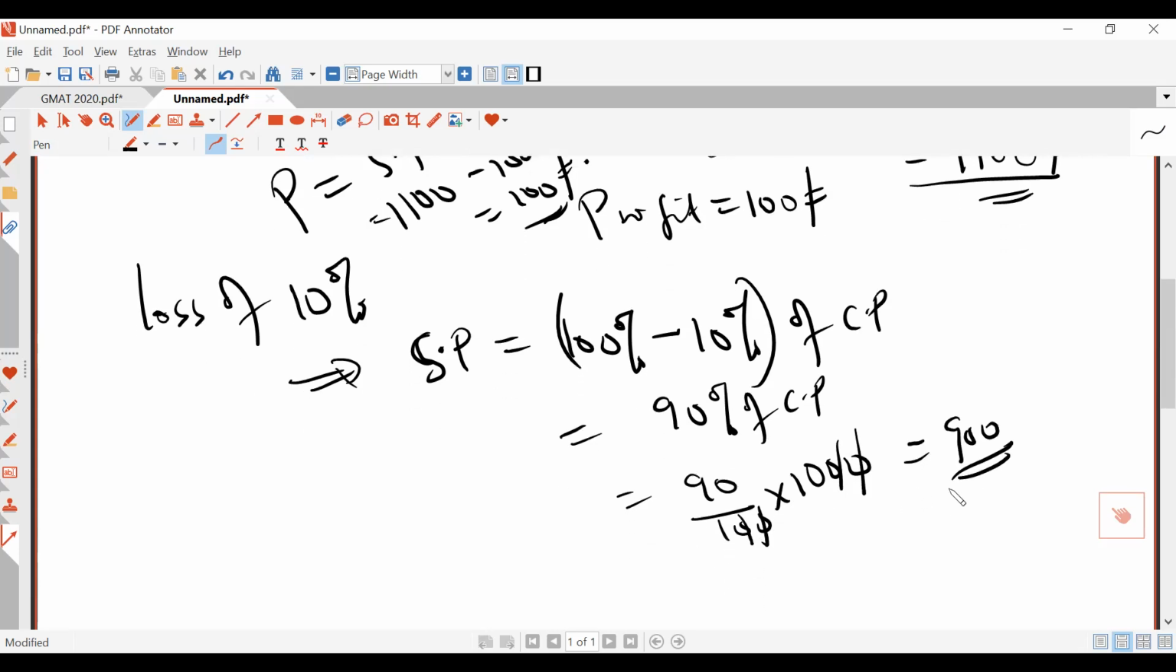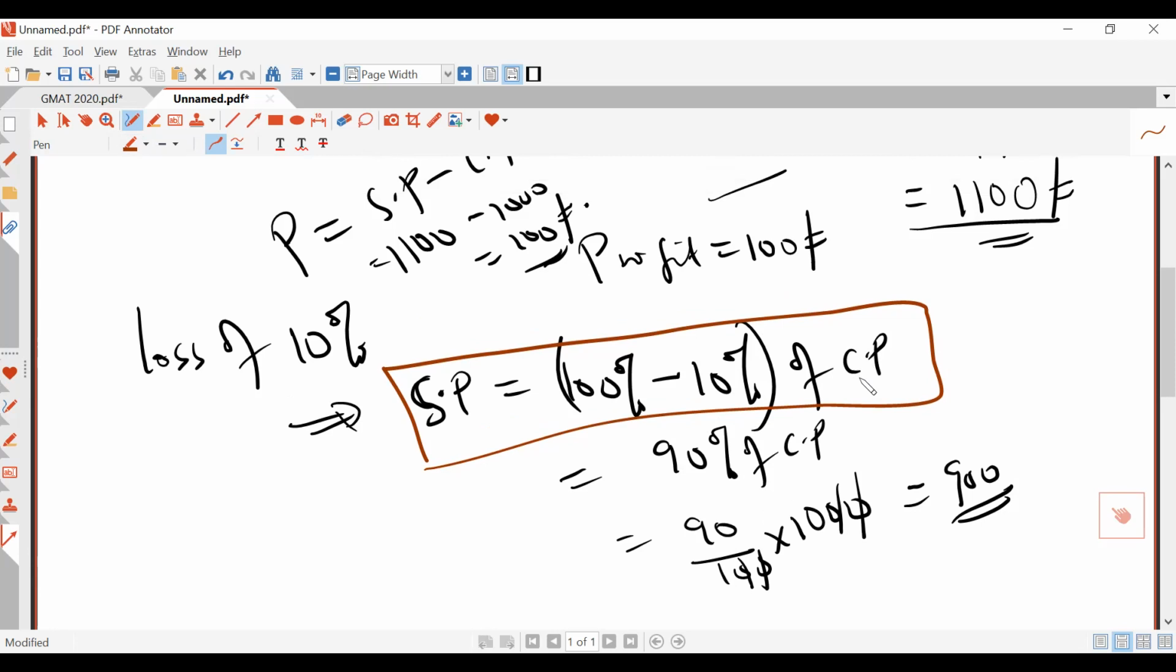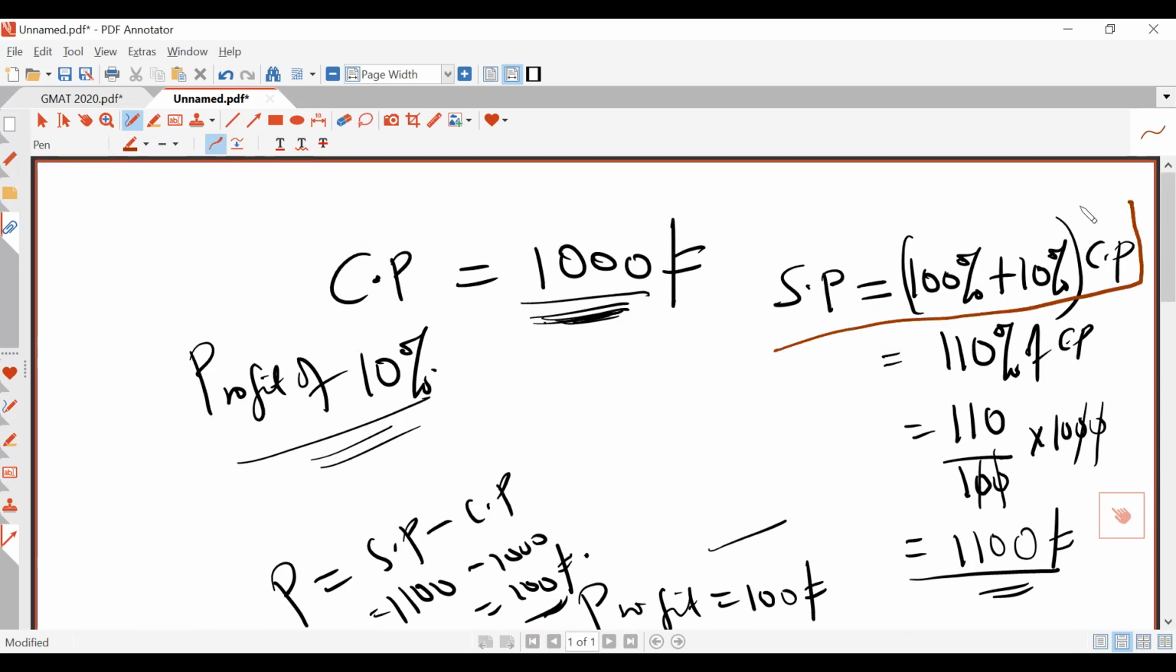So here you can see that the selling price is less than the cost price, so you have made a loss. My emphasis here is that if you have made a loss, you subtract the percentage, and this percentage is of the cost price, not the selling price, as you had said in the other example. And if you made a profit, then you simply add the percentage.